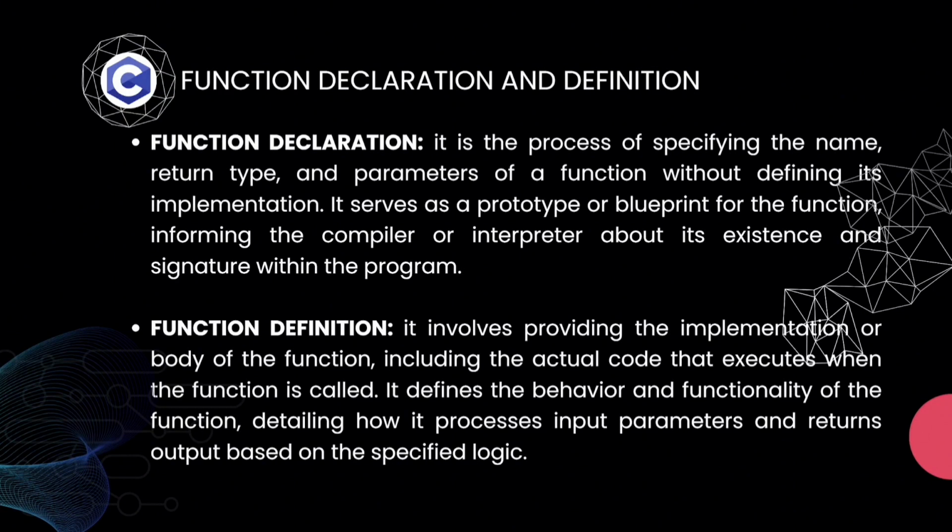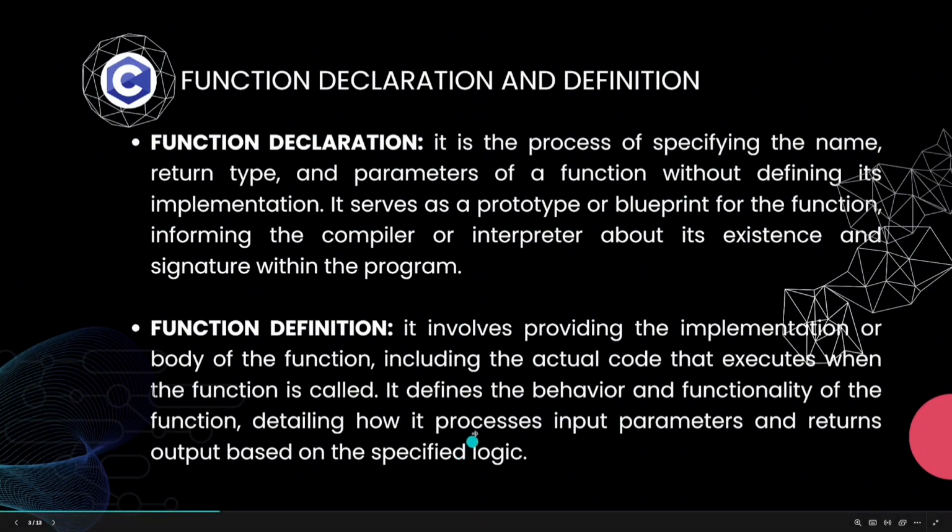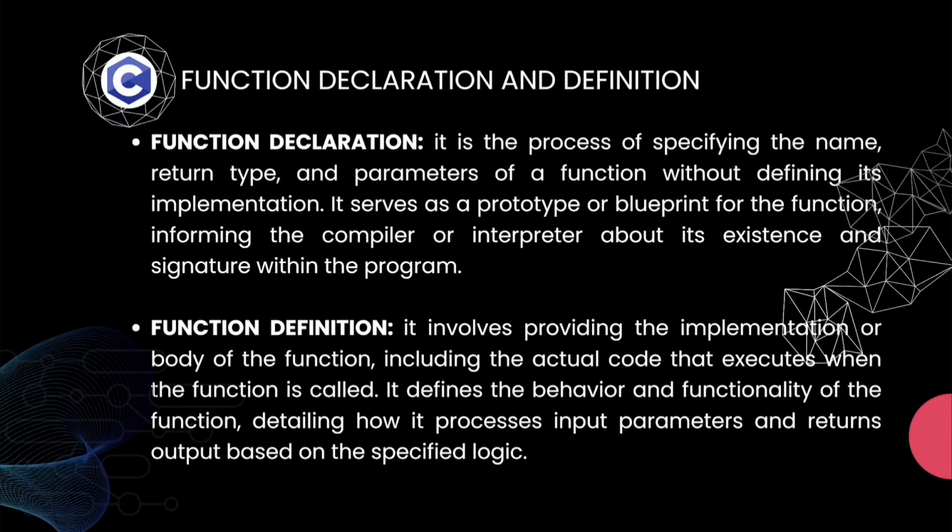Function declaration is the process of specifying the name, return type, and parameters of a function without defining its implementation. It serves as a prototype or blueprint for the function, informing the compiler or interpreter about its existence and signature within the program. For function definition, it involves providing the implementation or body of the function, including the actual code that executes when the function is called. It defines the behavior and functionality of the function, detailing how it processes input parameters and returns output based on the specific logic.